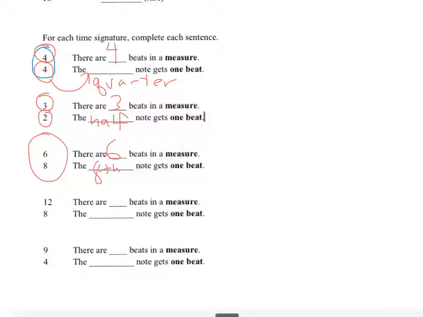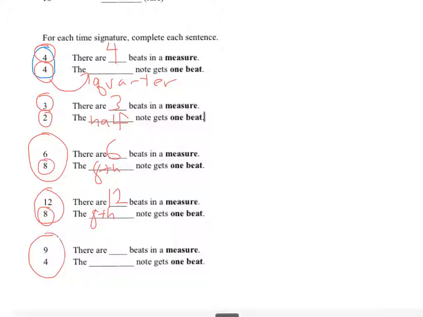In 12-8 time, how many beats are there in each measure? Think it over. If you said 12, you are correct. In 12-8 time, the bottom number is the same as in 6-8 time, and so the answer to question 2 will be the same. The eighth note gets one beat.